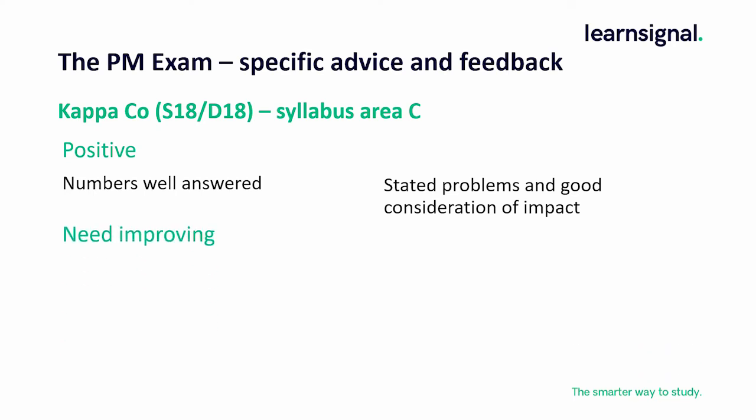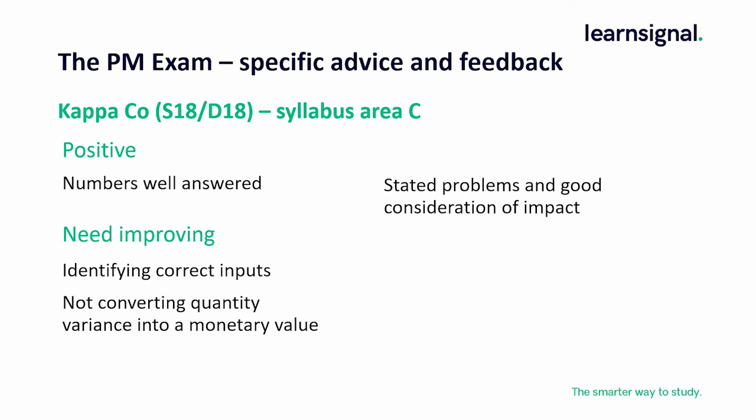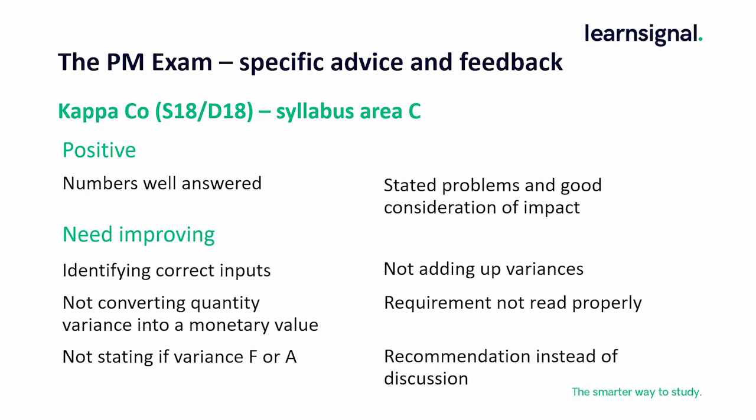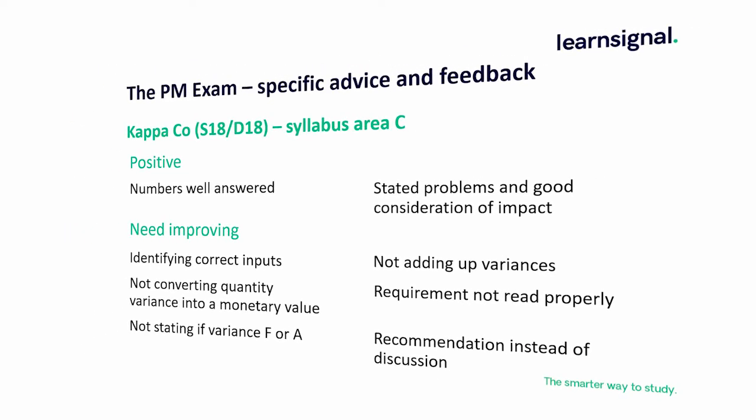But there are a number of common errors, including using incorrect prices, not converting the quantity variance into a monetary value, not stating whether the variance was favourable or adverse, not adding up individual variances, demonstrating that the requirement was not read properly, and giving recommendations instead of discussing problems.